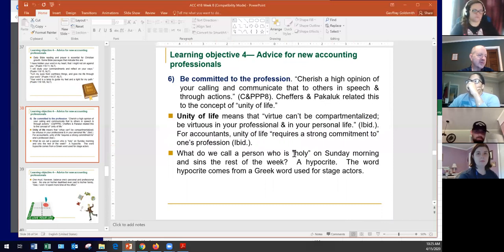What do we call a person who is holy on Sunday morning and sins the rest of the week? A hypocrite. The word hypocrite comes from a Greek word used for stage actors, because when they would come onto the stage for their part, they'd wear a mask that showed their character. And so the idea of hypocrite is that the real you is hidden behind a mask.